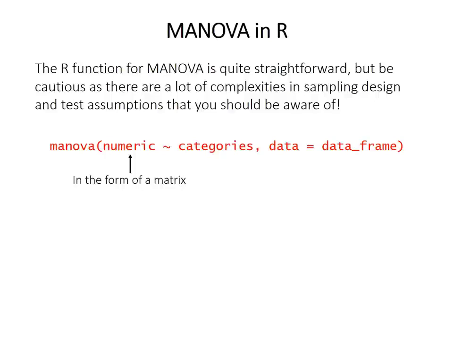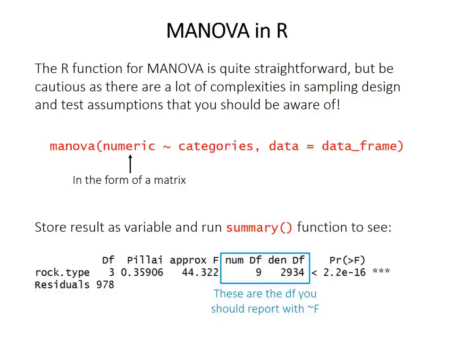So the MANOVA function, called manova, has the same syntax as the ANOVA function aov, which you've already used, or linear models. You use this formula input with the numeric data as a function of the category column in a particular data frame generally. The difference here is that the numeric data must be a matrix because we have multivariate data. You'll have multiple columns in a matrix for each of your variables, as opposed to ANOVA, where you just have a single vector for your data. So you should store the MANOVA result as a variable and then run the summary function to see the details.